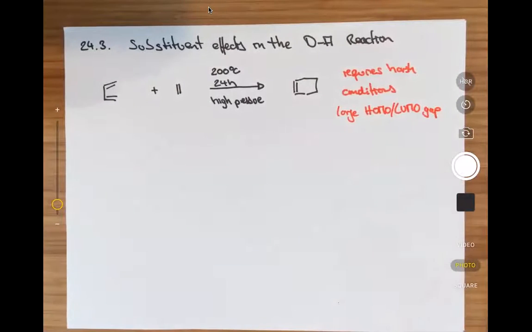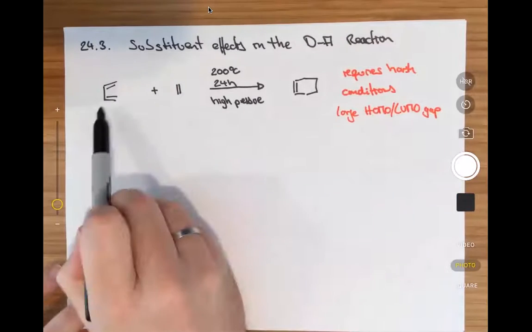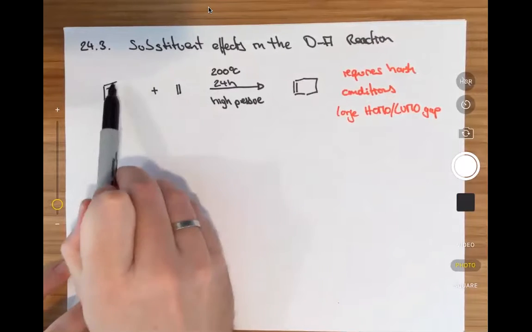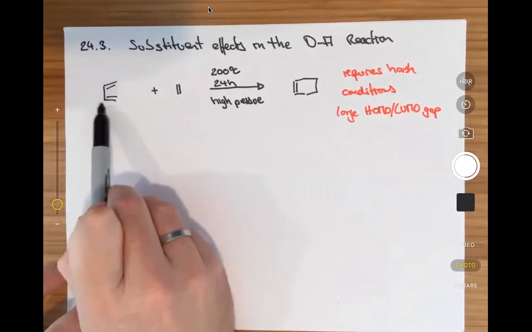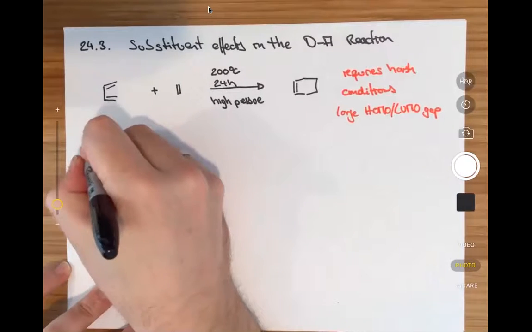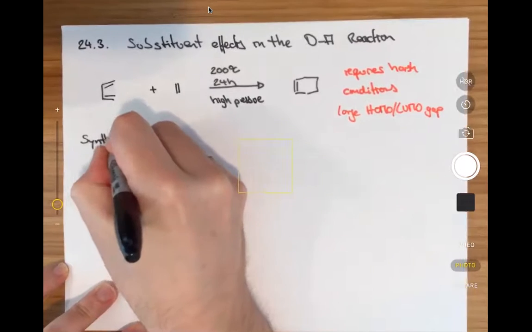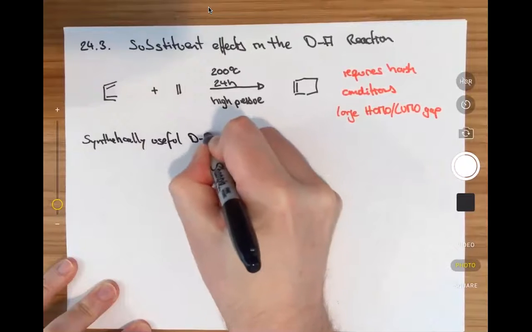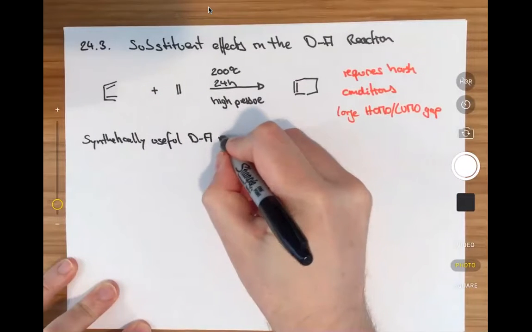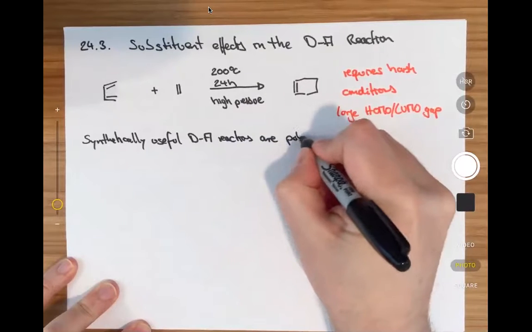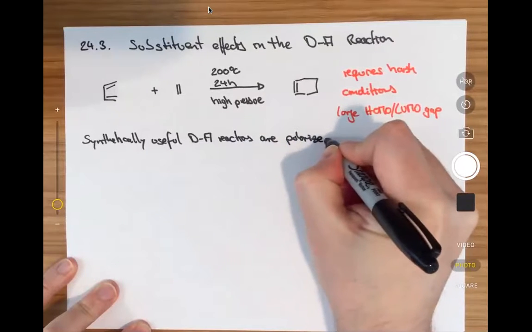Now, when you actually talk about synthetically useful Diels-Alder reactions, they are often not just the bare naked diene and dienophile, but they usually have some form of substituents arrayed around the periphery of these molecules that make this reaction more favorable. So synthetically useful Diels-Alder reactions are, and what we call this, usually polarized. And we'll come to that in just a second.